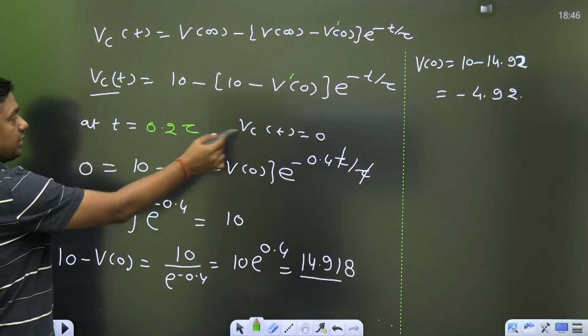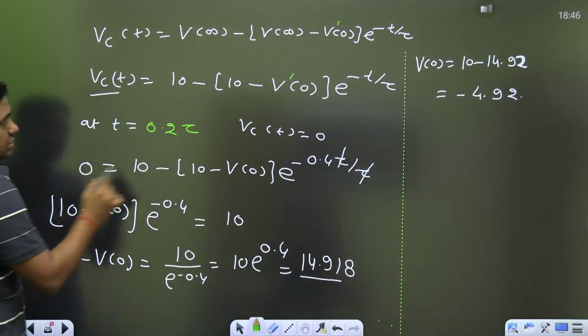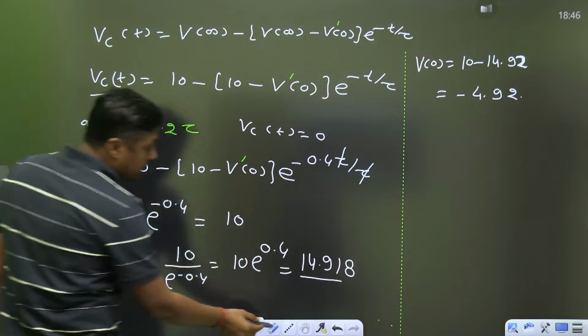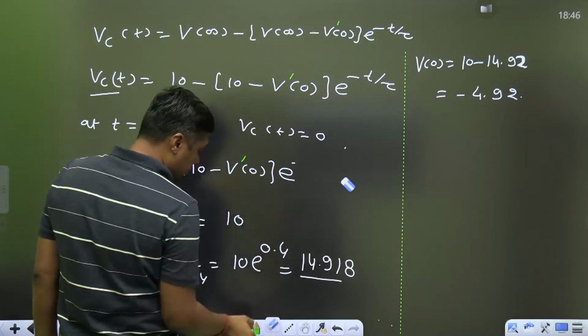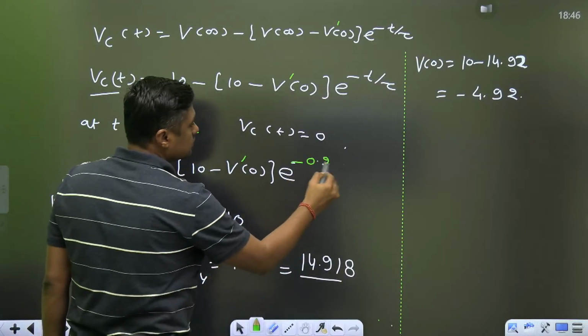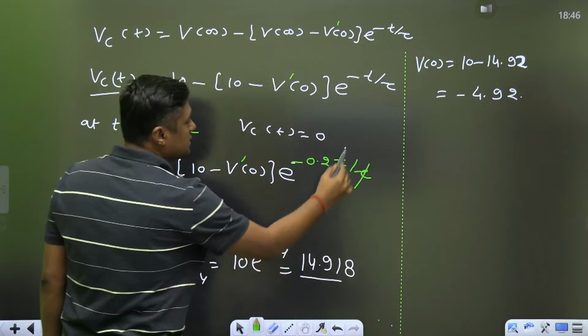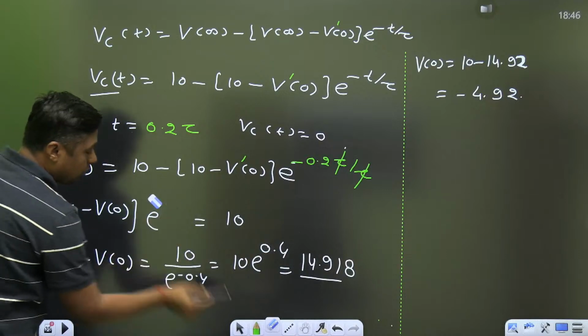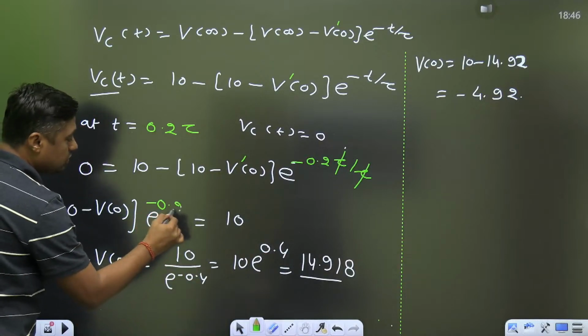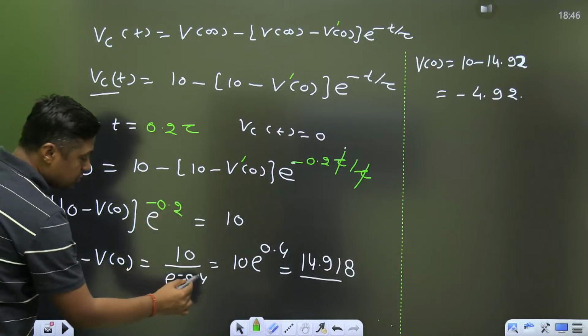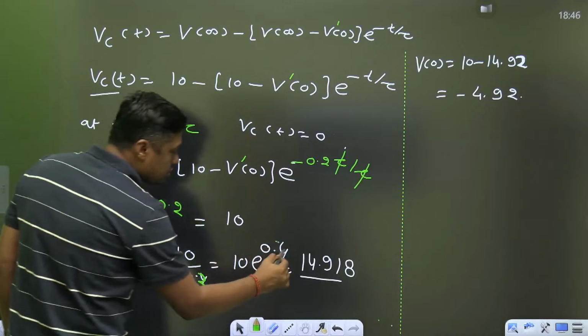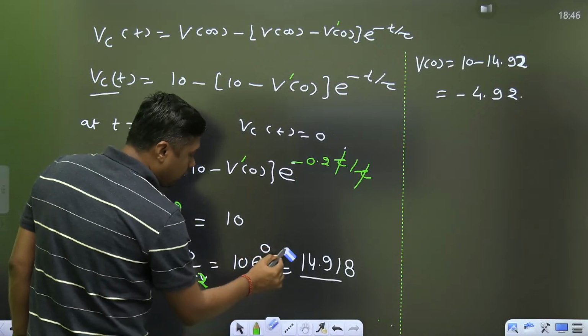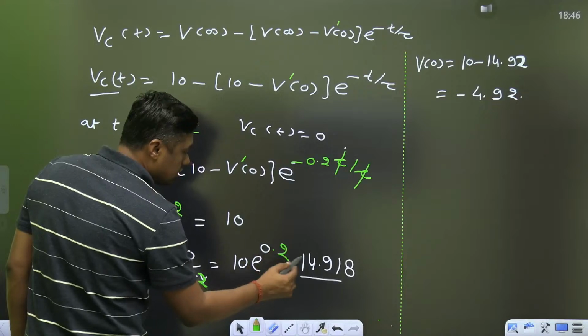So VC(t) will become 0. That's why I put 0 here. This is the dash. Exactly here you have to put 0.2 tau. Cancel out. Now the same calculation. Here you have to put minus 0.2. Same 0.2. So everywhere 4 is replaced by 2. What is the value?